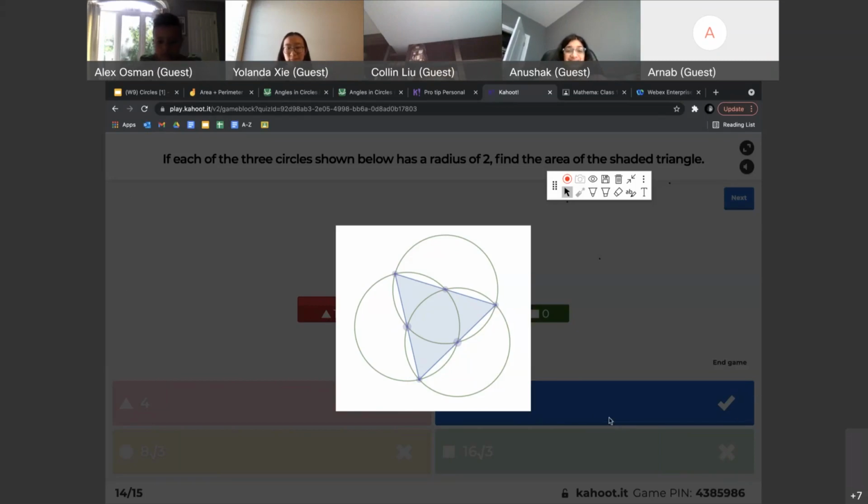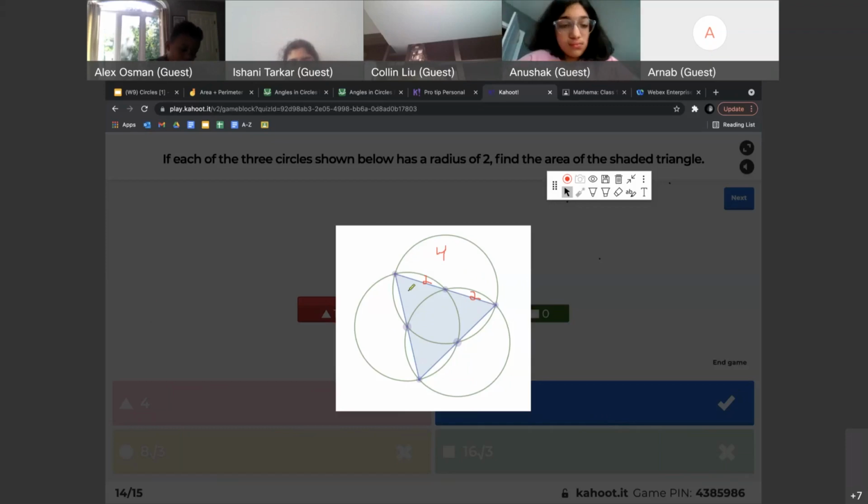Okay, so for this problem, each of the circles has a radius of 2. So that means that this is 2 and this is 2, right? So that means the side length of the triangle is 4, right? And remember that when finding the area of an equilateral triangle, we divide the side length by 2, and then we square that and multiply it by radical 3. So we get 4 divided by 2, which is 2, squared, which is 4, times radical 3, which gives us the blue answer.